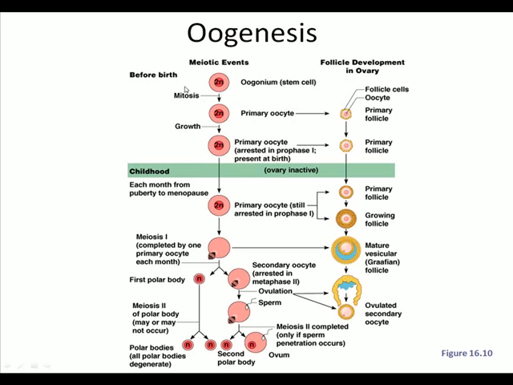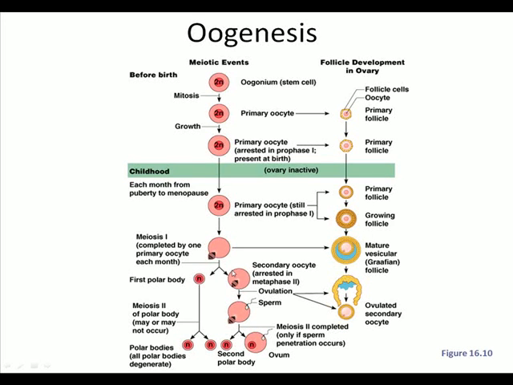So prior to birth, a stem cell called the oogonium goes through mitosis and makes a whole bunch of primary oocytes. So at birth, you have a large number of these primary oocytes, and they're surrounded by a small follicle, some of those nutrient cells. After birth, every month from the beginning of puberty through menopause, one of those eggs is chosen, and it will increase in size, and the follicular cells around it will help continue to provide nutrients.